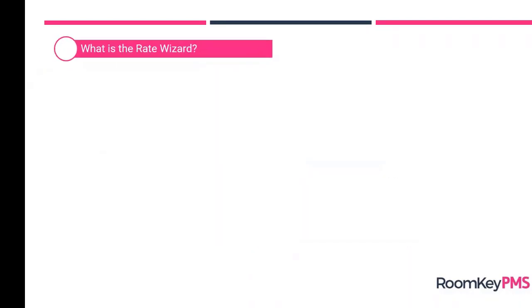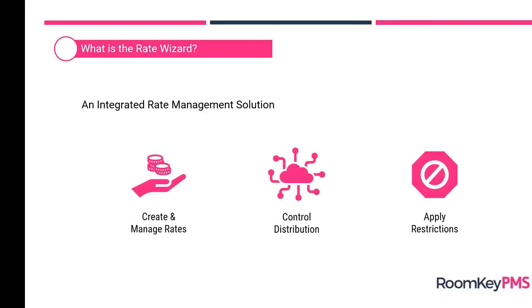So let's dive right into the topic for today and define what is the Rate Wizard in RoomKey. We define it as an integrated rate management solution. And some of the features that you can highlight here for this product include creating and managing rates in one central location. That means that you can manage your corporate rates, your leisure or transient or FIT rates, alongside group rates, all in that one central location there.